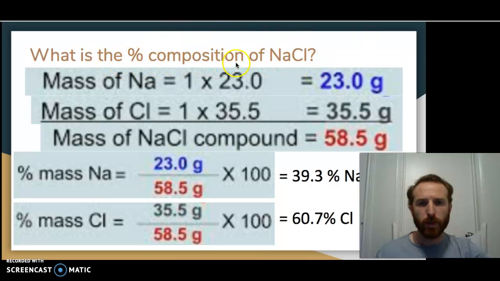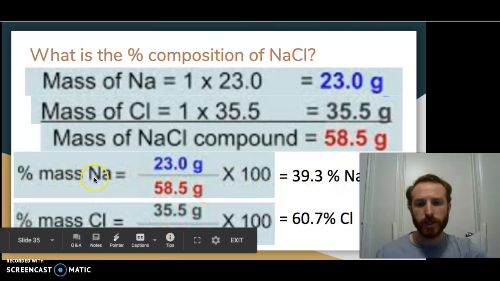I'm asking for the composition of all of sodium chloride, so I have to do each element in it. Let's look at another problem.